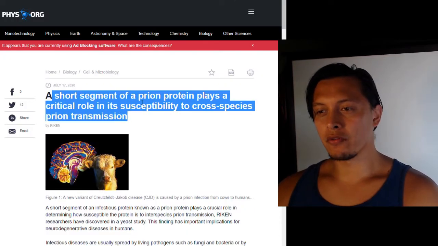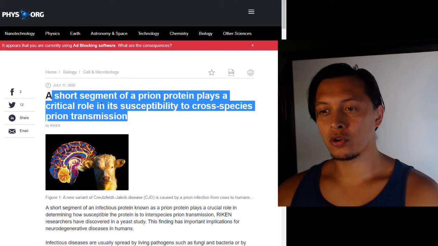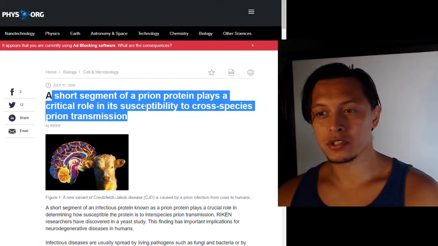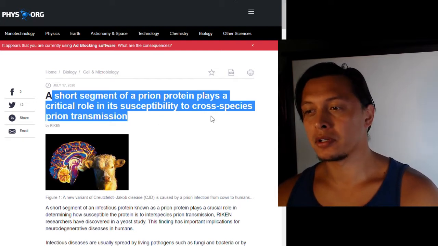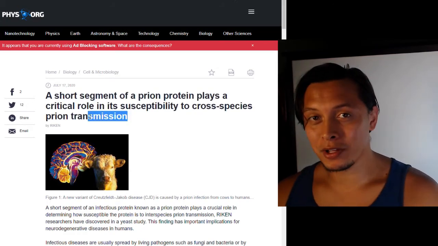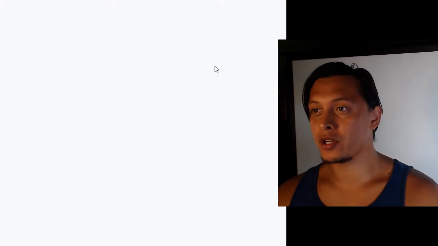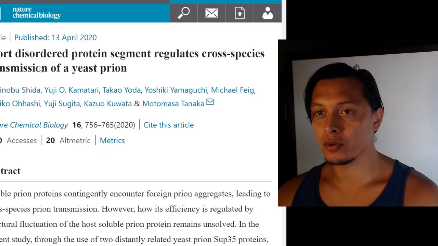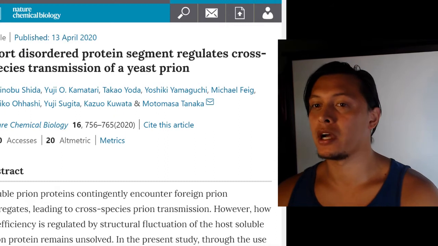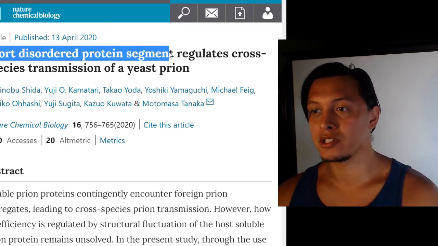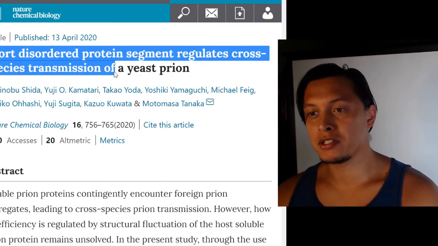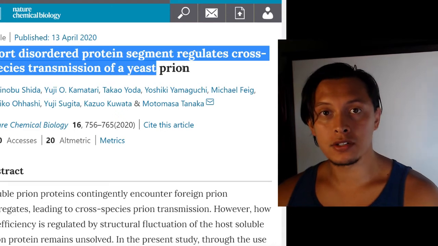Okay, so I want to go over this paper, which is a short segment of prion protein plays a critical role in its susceptibility to cross-species prion transmission. And it's not really a paper. The paper is actually down here. So here's the DOI if you want to go to it. This is in Nature Chemical Biology: short disordered protein segment regulates cross-species transmission of a yeast prion.